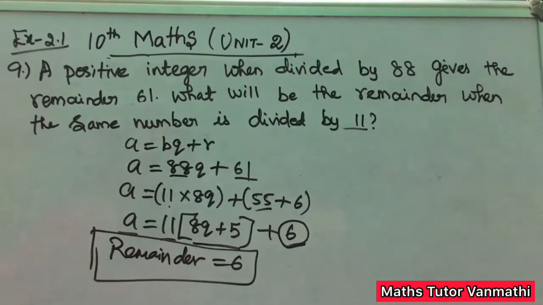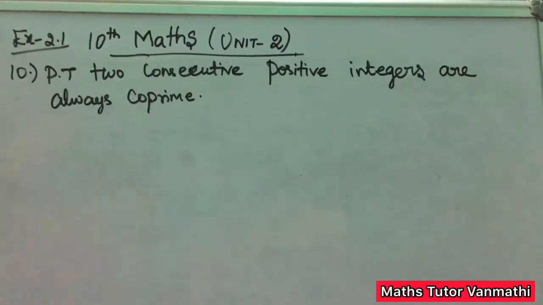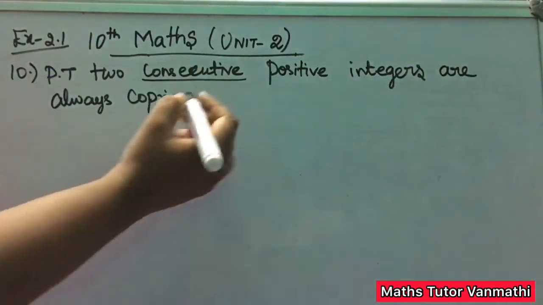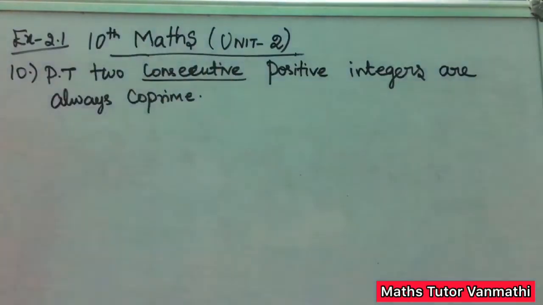Okay, next is your 10th problem, the last problem from this exercise 2.1. Prove that two consecutive positive integers are always co-prime. If you take any two consecutive positive integers, they should be co-prime. That only we are going to prove. Consecutive means continuous, or next numbers, like 1, 2, 3, 4, etc.